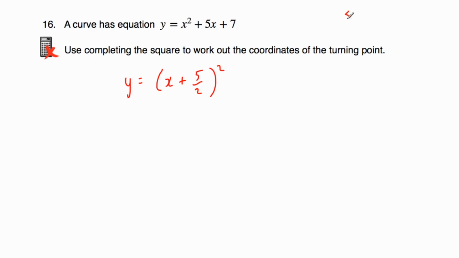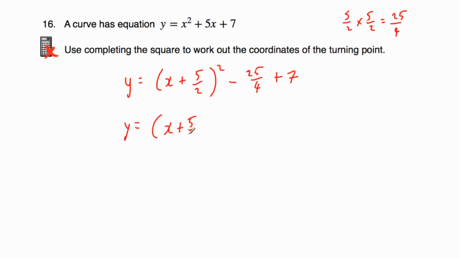Now we're going to take away this number squared. So 5 over 2 multiplied by itself, 5 over 2. 5 times 5 is 25, and 2 times 2 is equal to 4. So take away that number squared, which would be take away 25 over 4, and then we've still got our plus 7. Now we need to simplify this, so we've got y equals x plus 5 over 2, close bracket squared, and then minus 25 over 4 plus 7.